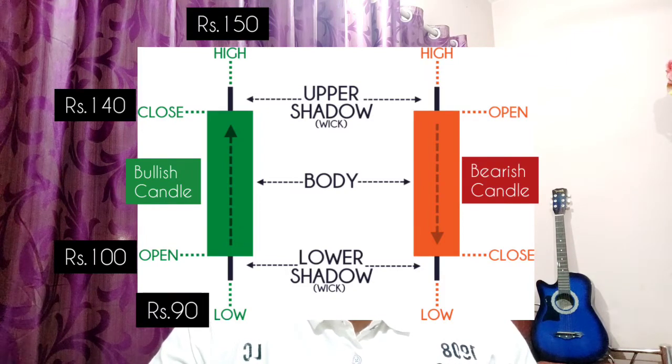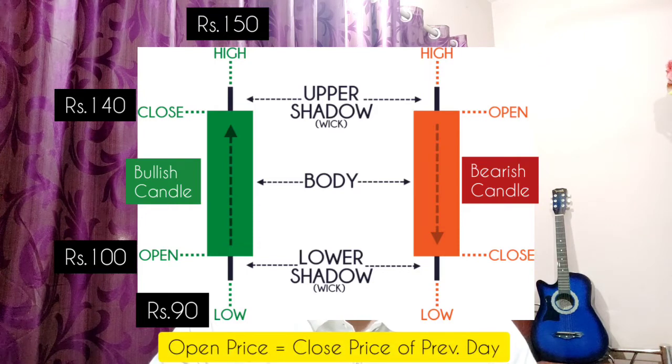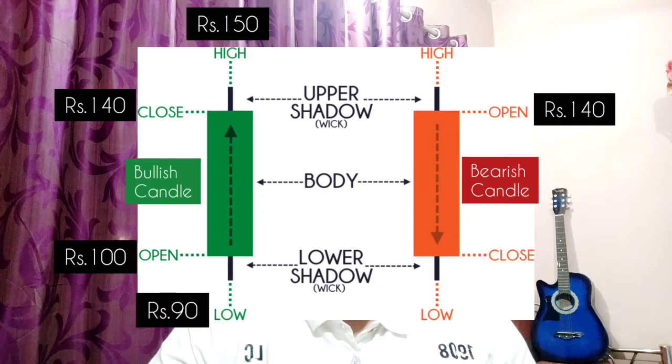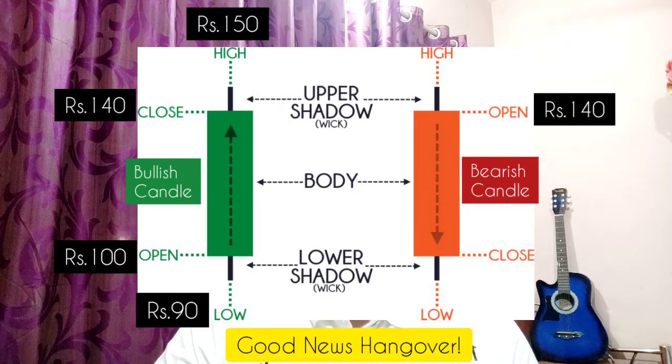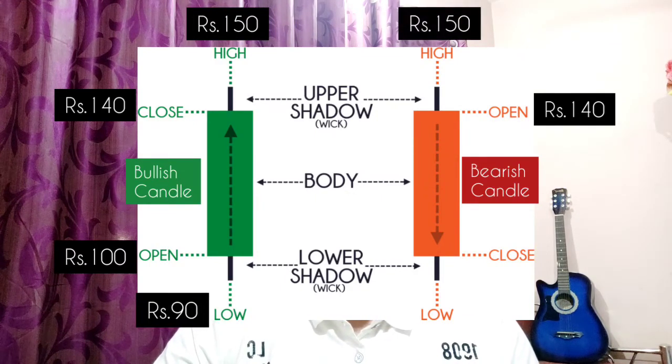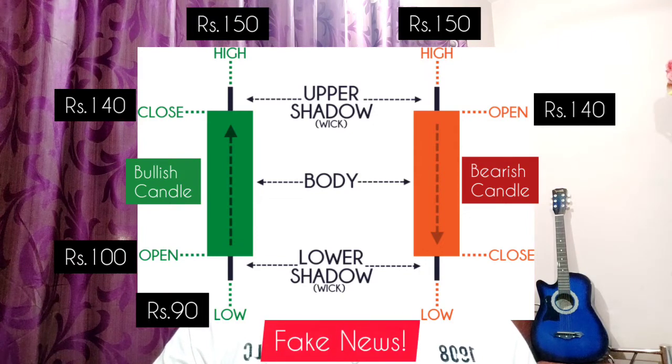So for simplicity, let us assume that on the next day, the opening price is equal to the closing price of the previous day. So open is equal to rupees 140. Now there was good news on the stock the previous day. So the good news had a bit of hangover and the price increased a bit and touched the highest price of rupees 150 again. Now like a good thriller movie, things took a U-turn. So the good news that came out yesterday was found out to be false.